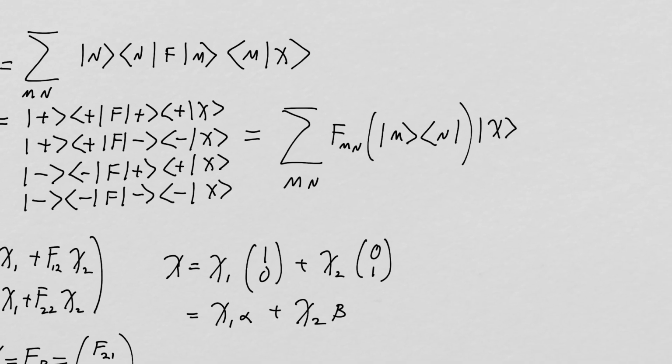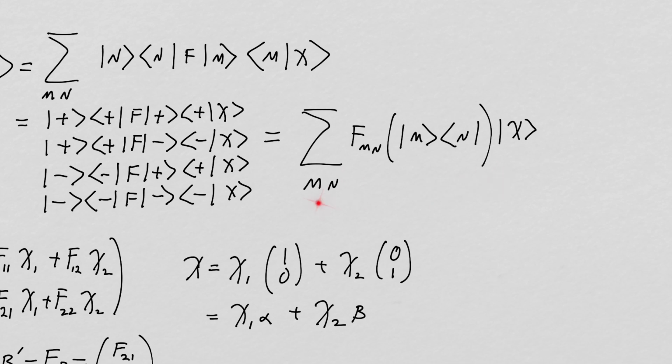You can write this down as a sum over m and n of f mn, which are these numbers here: f plus plus, f plus minus, f minus plus, f minus minus, where these indices are obviously these sort of symbols. But you're summing over all the possible pluses and minuses. You've got this m and n, but this guy over here is a complex number.